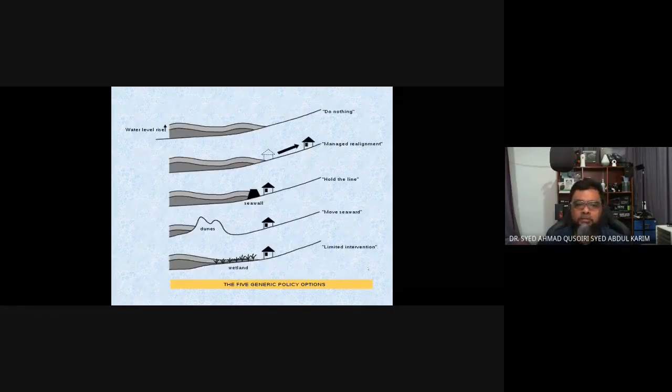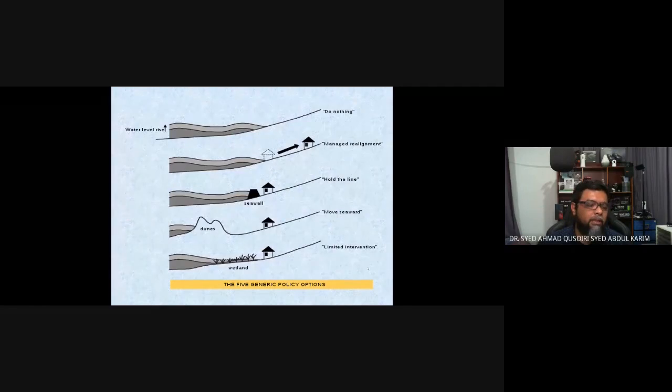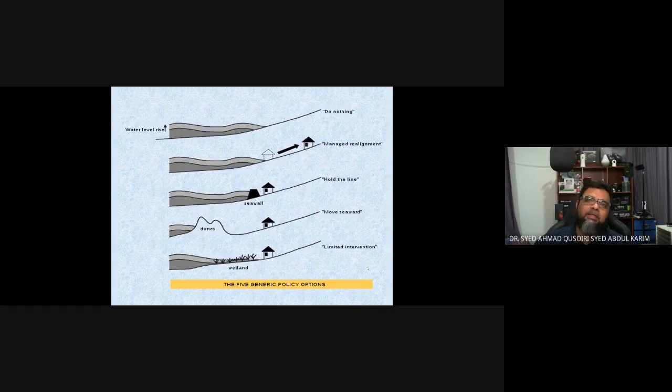First one is, of course, the inaction. We do nothing. Okay, we let the sea reclaim the land as a natural process. Okay, the second one, the managed realignment, meaning that we move all the man-made structures inland, okay, and set up a new sea or coastal defenses. Okay.